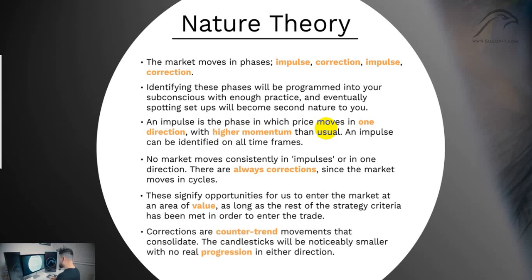Corrections are counter-trend movements that consolidate. The candlesticks will be noticeably smaller with no real progression in either direction, which I outlined in raise and trend lines. These corrections can be very, very powerful and give us an indication as to what is going to happen next. Now what I want to do is take you through the first chart work with nature, how to spot it, so then you can practice for yourself. Let's get into some chart work now.